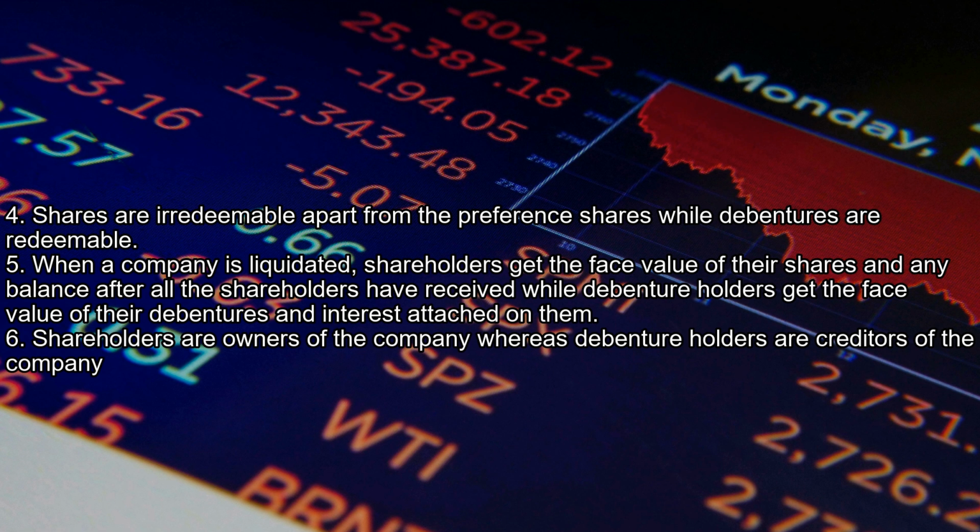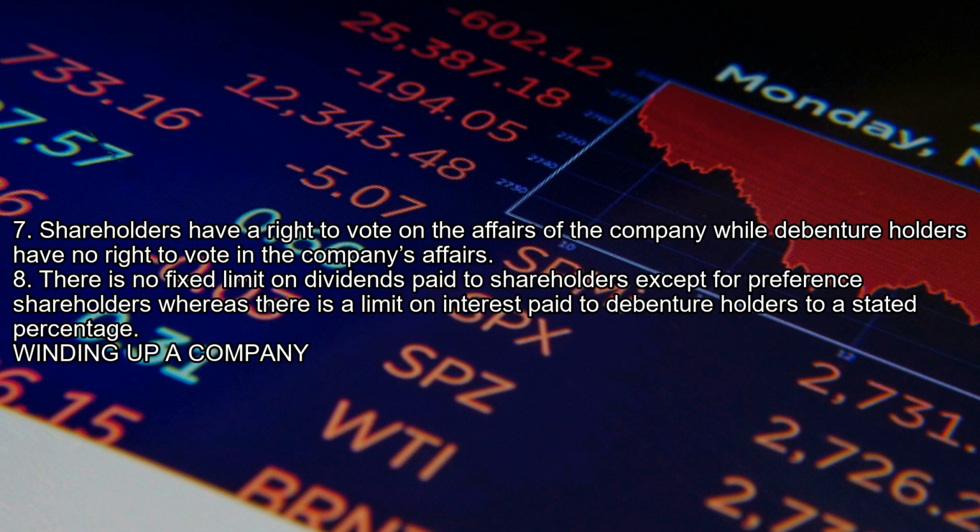6. Shareholders are owners of the company, whereas debenture holders are creditors of the company. 7. Shareholders have a right to vote on the affairs of the company, while debenture holders have no right to vote in the company's affairs. 8. There is no fixed limit on dividends paid to shareholders except for preference shareholders, whereas there is a limit on interest paid to debenture holders to a stated percentage.